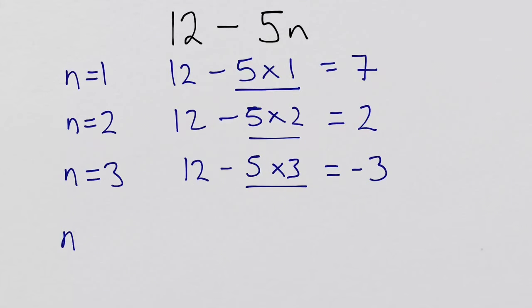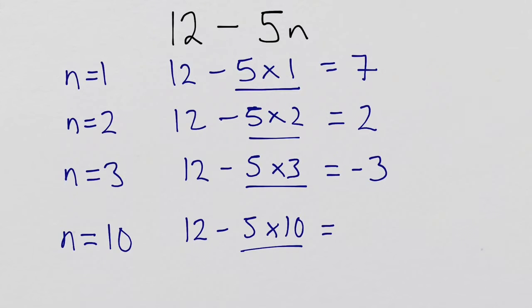And let's say we want to do the 10th term, so we use n equals 10. So do 12 take away 5 times 10. 5 times 10 is 50. So I need to do 12 take away 50. But 12 take away 12 is 0. And that leaves us with 38 left to take away. That's minus 38.